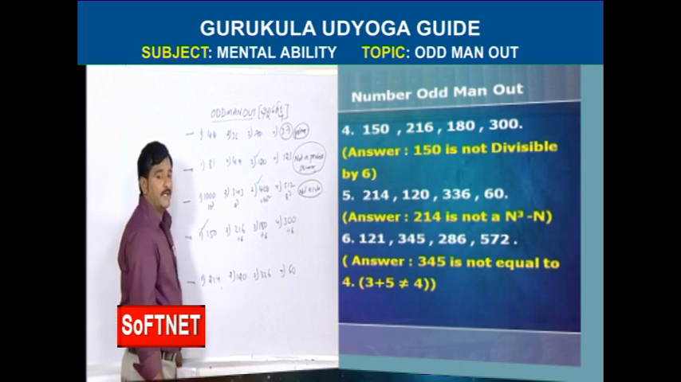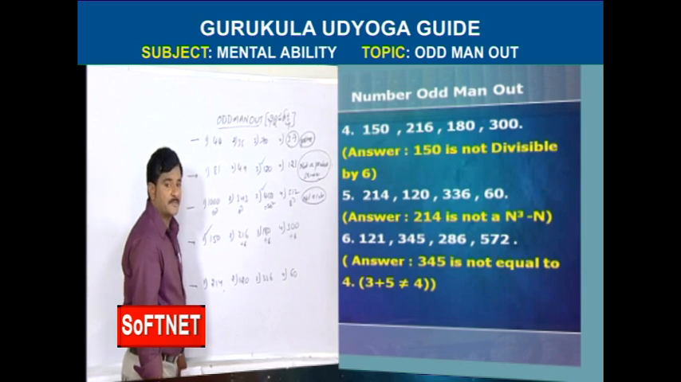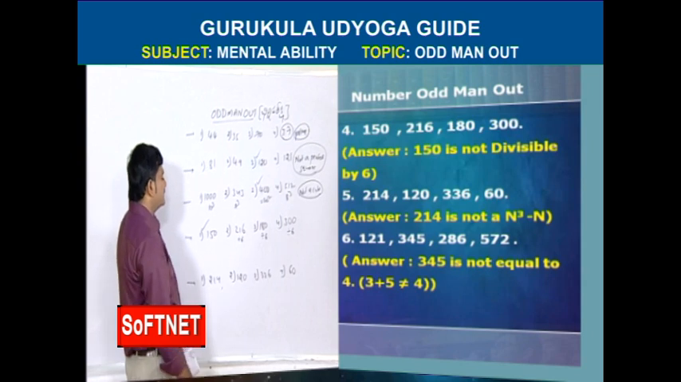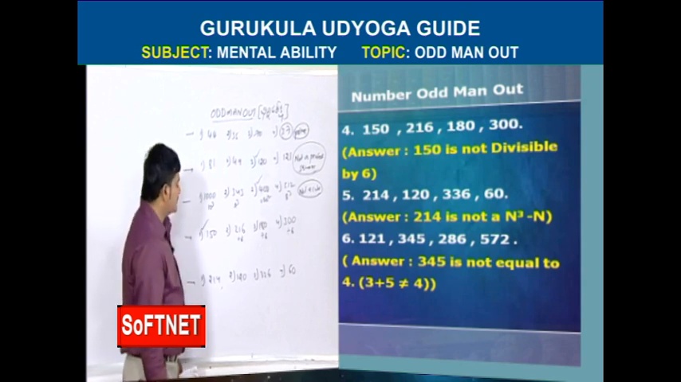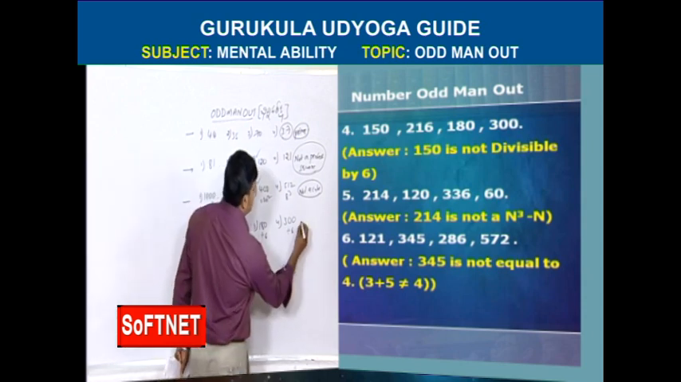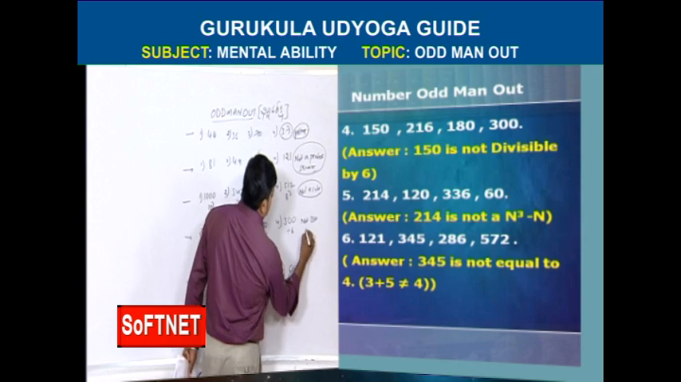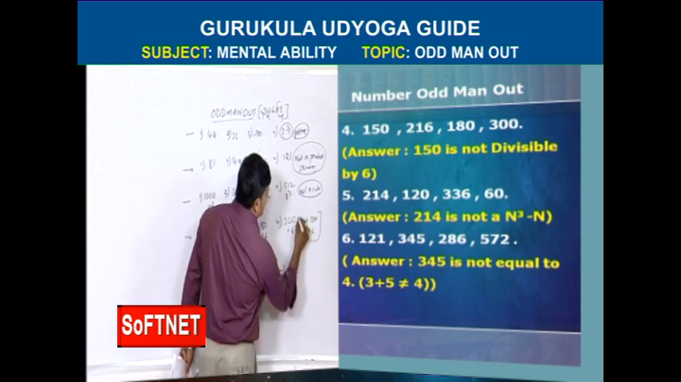No, 150 is not divisible by 6. Hence, the answer for this fourth question is, what can we say? The first option. The answer for this is equal to the first option. The logic is not divisible by 6. I hope you understood the concept.